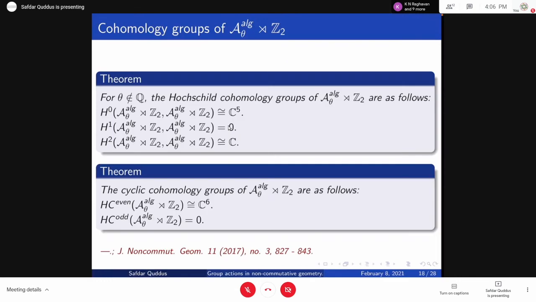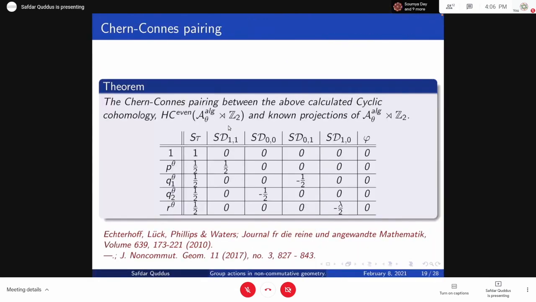So this is what happened for the homology. And this is also the Chern-Connes pairing. As we talked, there was a work done by Luke Phillips and Walters, in which they understood the projections of the cross product with all these four finite subgroups of SL2Z, and they gave a list. And this is the Chern-Connes pairing that we get for the Z mod 2Z cross product of the algebraic non-commutative torus.